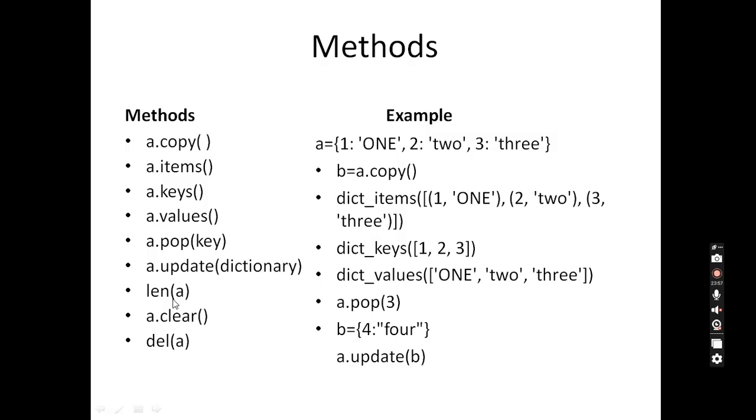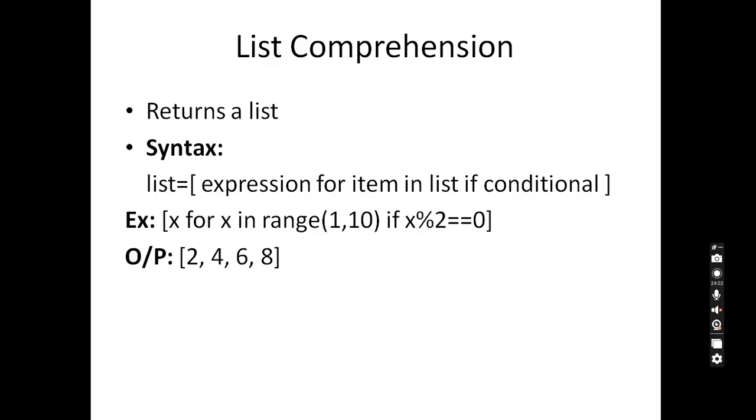If I call the method len, it will return the 4 values in the dictionary, so I get a value of 4. Clear will clear all the elements in the dictionary, so I get an empty dictionary here. Del will delete the dictionary itself. If I try to access the dictionary after del, it will say that the dictionary is not available and send an error message. Okay, that's all about dictionary here.